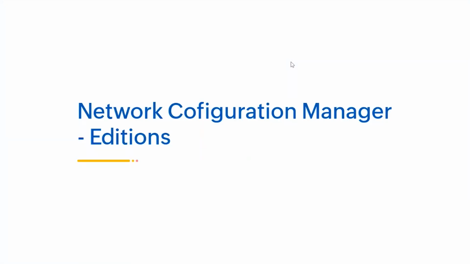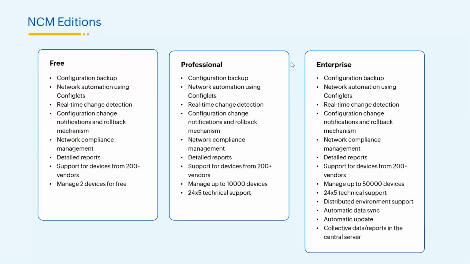Now let's talk about the editions we offer in Network Configuration Manager. There are 3 of them: free, professional, and enterprise. In the free edition, you can manage only 2 devices. In the professional edition, you can manage up to 10,000 devices. And in the enterprise edition, you can manage up to 50,000 devices. I'll explain the differences on the next slide.